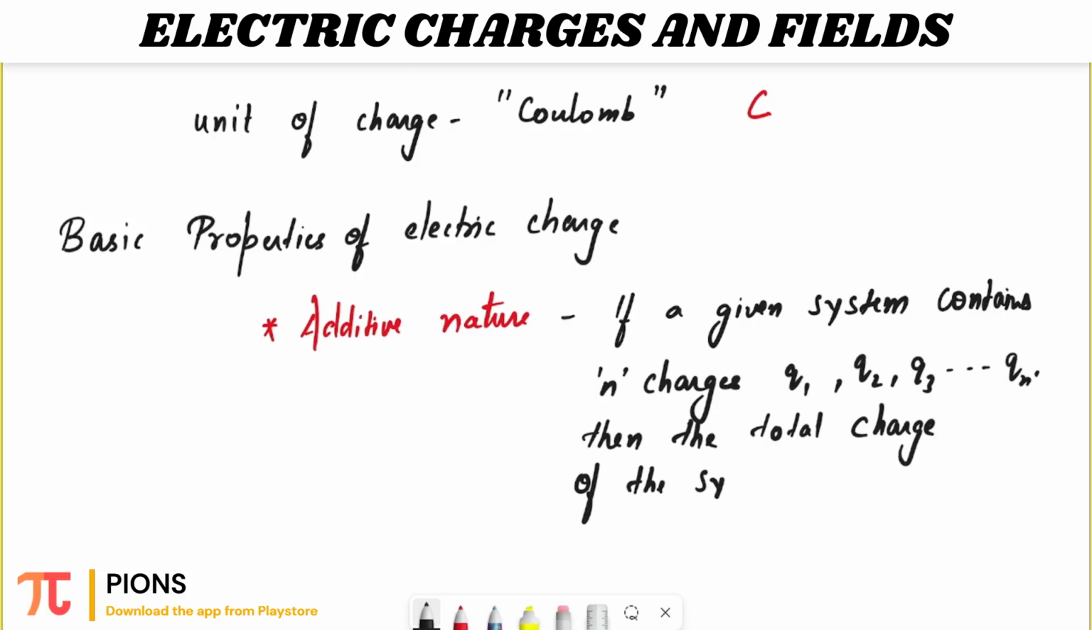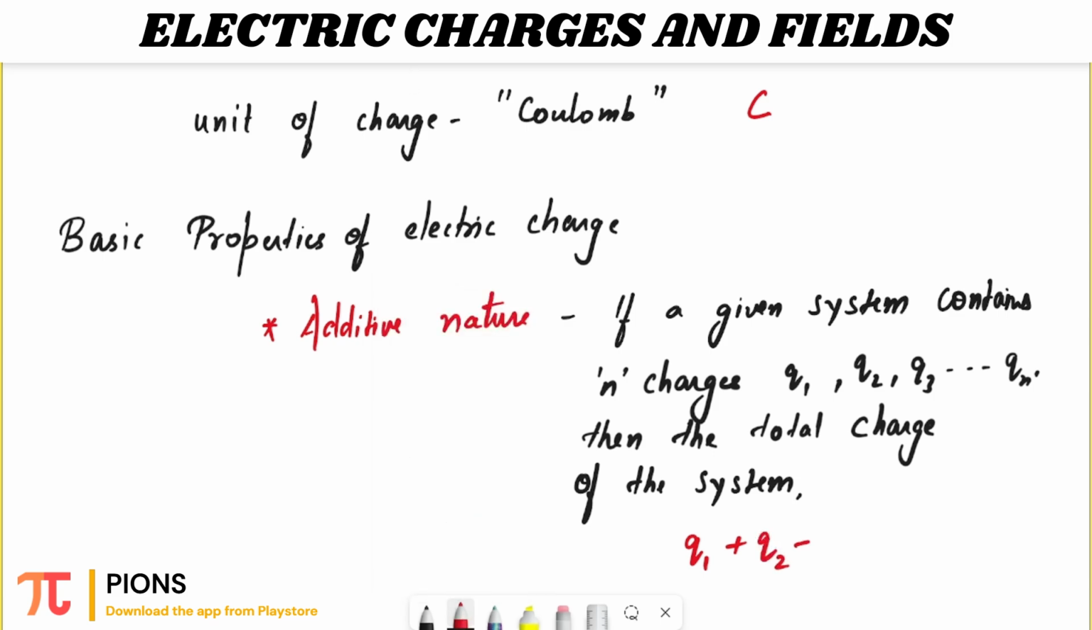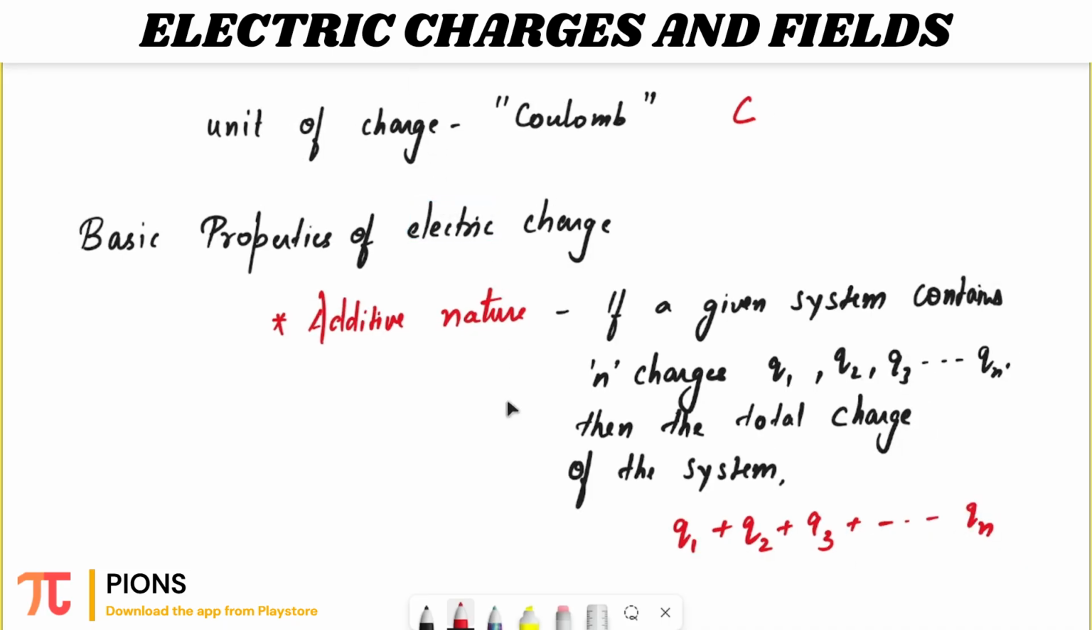How do you write the total charge of the system? We write the total charge of the system as Q1 plus Q2 plus Q3 plus and so on. We can directly add them. No vector addition, no resultant formula, directly addition. Because charge is a scalar quantity, we will write it in another property. Okay. So this was the first property.